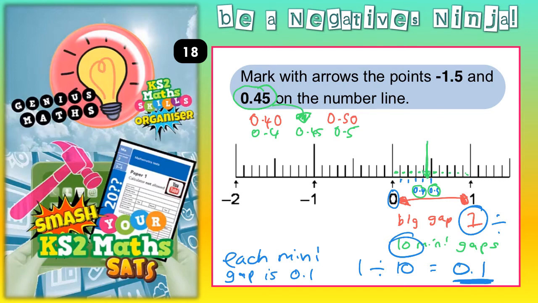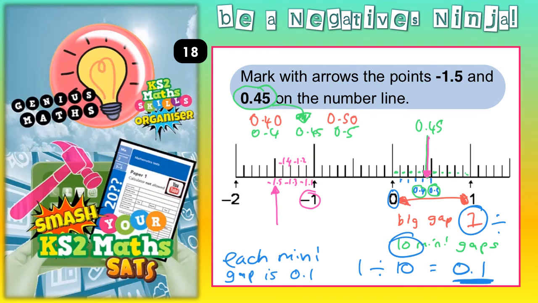So the first answer we want is there. That's going to be 0.45. That's where our arrow goes. As for the second arrow, that's a bit easier. We've got minus 1 here. We've got minus 1.1, minus 1.2, minus 1.3, minus 1.4, and this big line here will be minus 1.5, which is the exact one that we want. So we're going to stop there and draw an arrow pointing to minus 1.5.